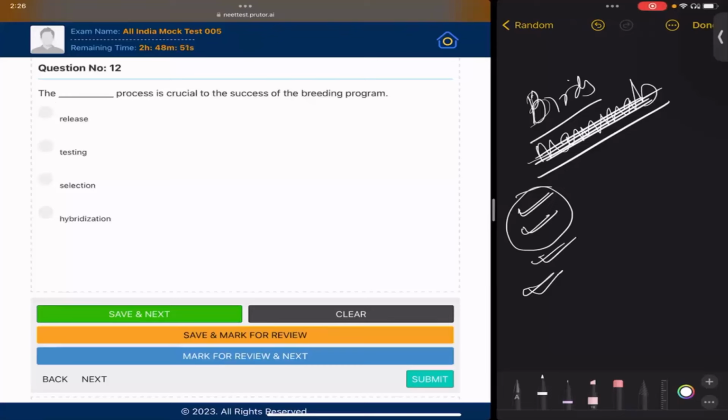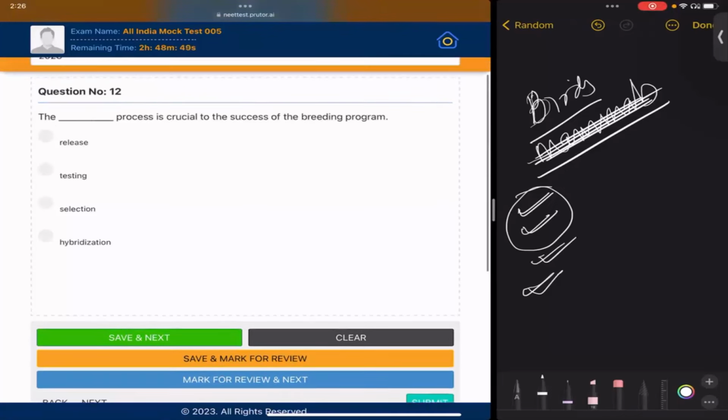The process is crucial to the success of the breeding program. Which one is crucial? Release, testing, selection, hybridization. Hybridization is very important.